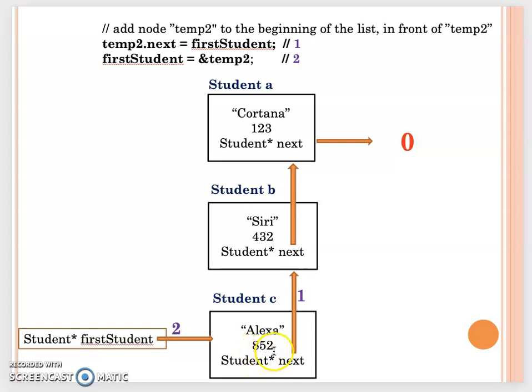Because with the stack, we want to pop the first node, the latest one. And when we peek, we want to peek where the first student is. So that's the review for your linked list.